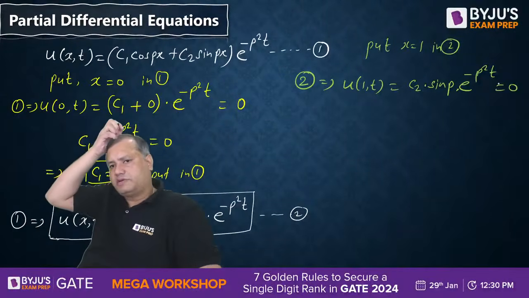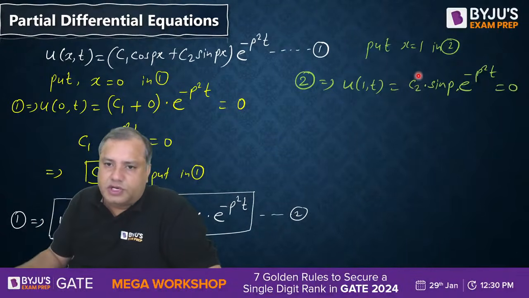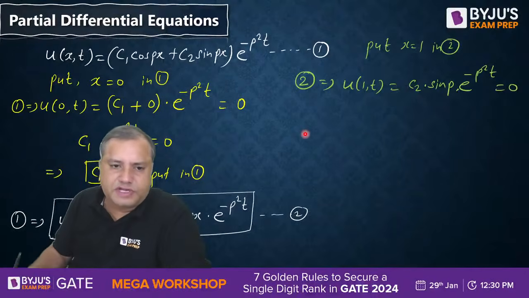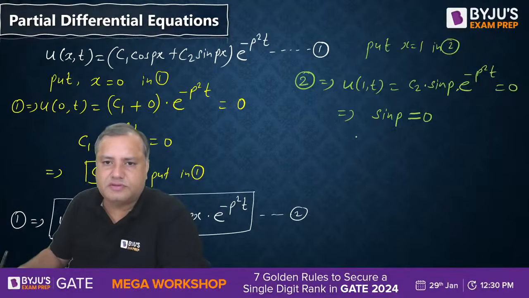Now concentrate here. C2 cannot be 0 because if C2 becomes 0, this solution will become 0. Exponential term cannot be 0. Again, the same reason. Otherwise, the entire solution will become 0. It means we have only one possibility. Sin p is 0. For the equation sin p equal to 0, what is the general solution?